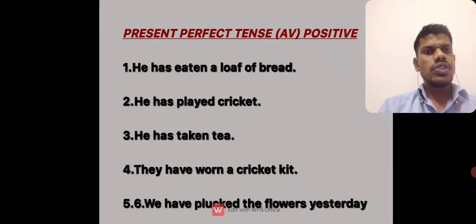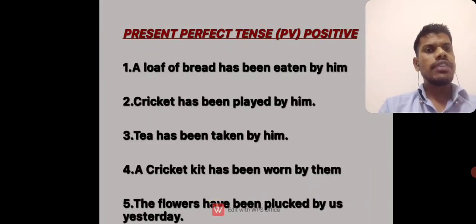Then fifth sentence you see here, we have plucked the flowers yesterday. See that here the flowers, we are talking about more than two or three flowers. So we have to take the have form, that is have only. If you find that the object is plural, then we have to take have.